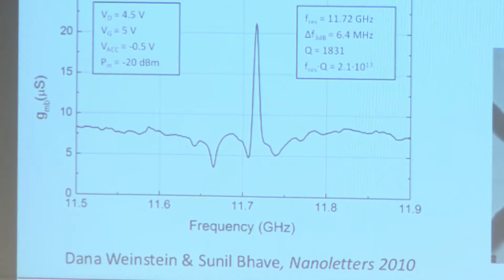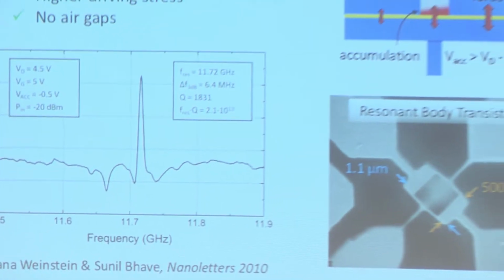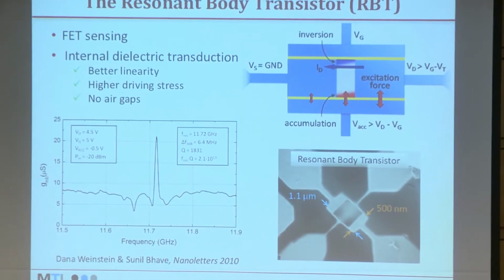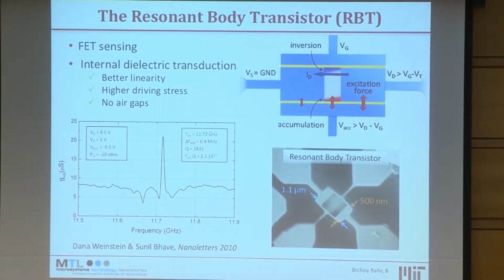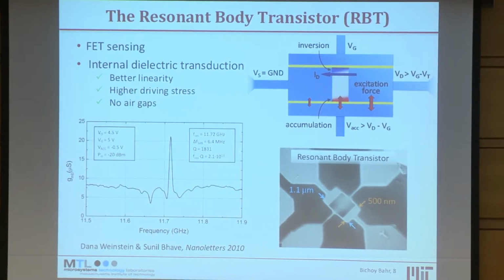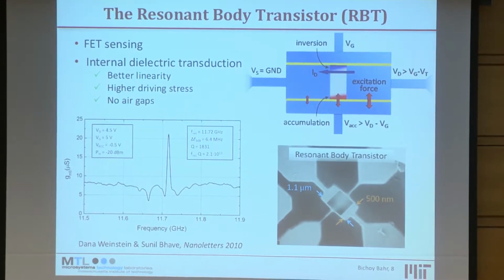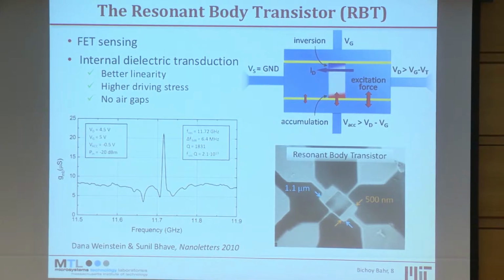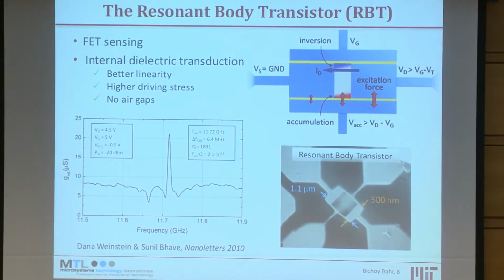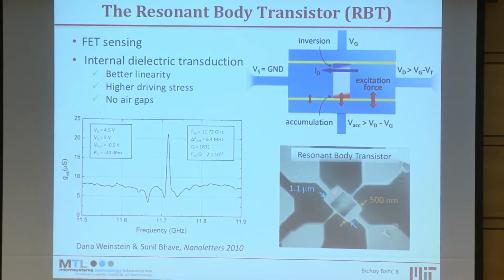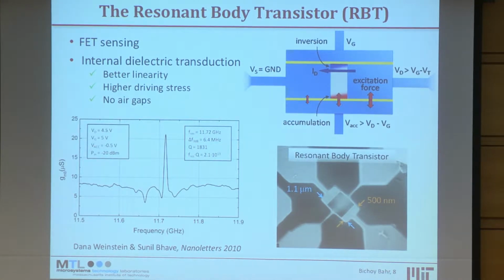So this was the very first demonstration of electrostatic transduction with MOSFET sensing by my advisor, Dana Weinstein, back in 2010. She called it the resonant body transistor because we have a transistor inside and we have mechanical resonance. And you can see here it was just a bar resonator, and it had one dielectric for transduction and another dielectric that works as a MOSFET. So this was a step in the right direction, meaning the bar itself is contiguous.